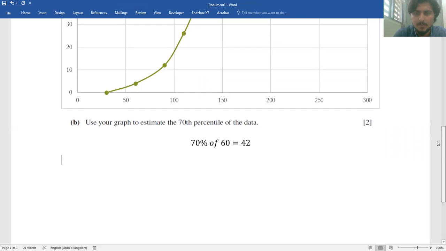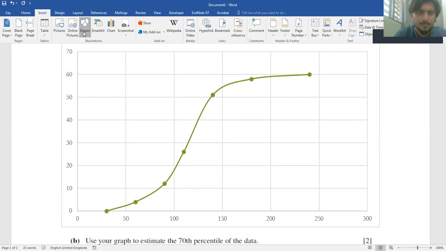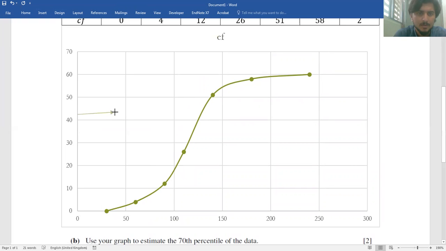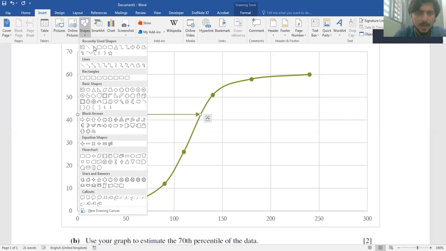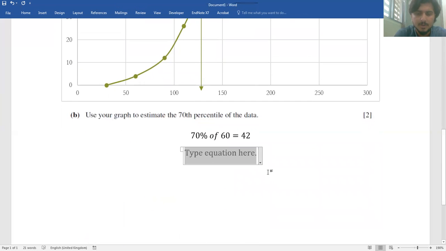So what do we do then? From our graph, we read 42. You'll have the graph with you. Read 42 and you'll say the value that you get, this will be your 70th percentile. So this value is supposed to be around 125, 126 if you have the exact graph. So this value will be 126, class.